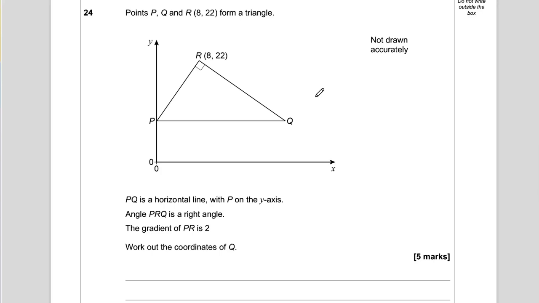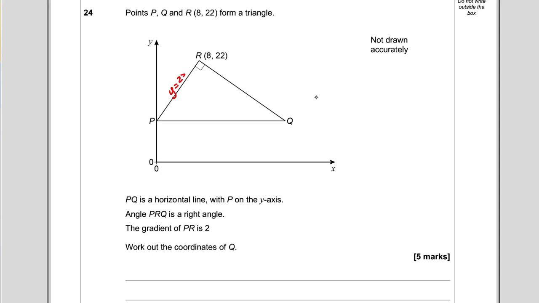Okay, so the points P, Q and R, which is (8, 22), form a right angle triangle. PQ is a horizontal line, so this line here. Point P is on the y-axis. Right angle triangle, the gradient of PR is 2. So that's y equals 2x plus c. Work out the coordinate of Q.